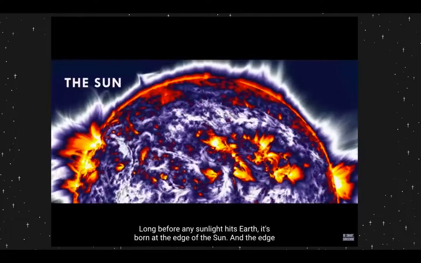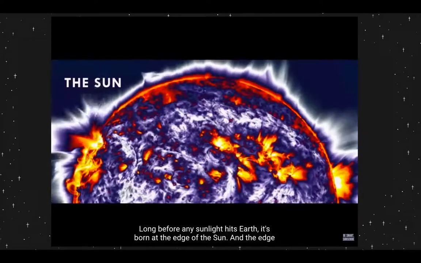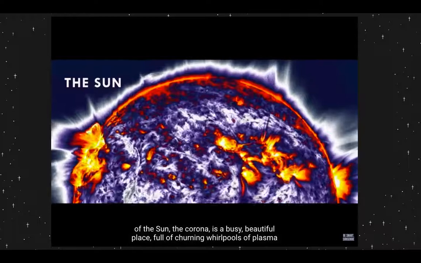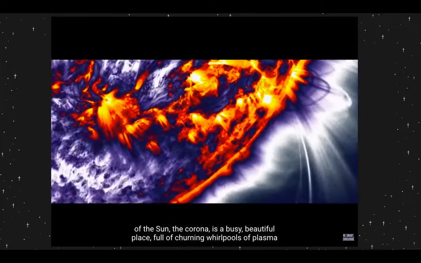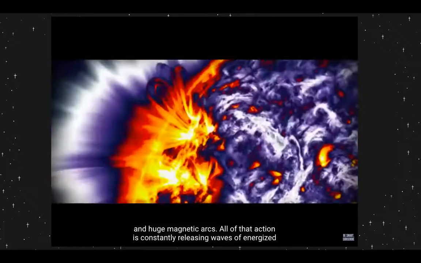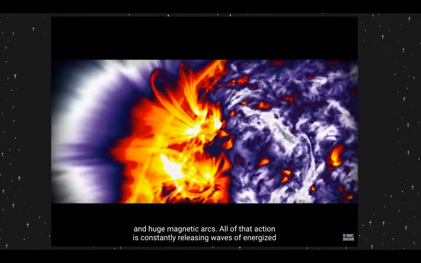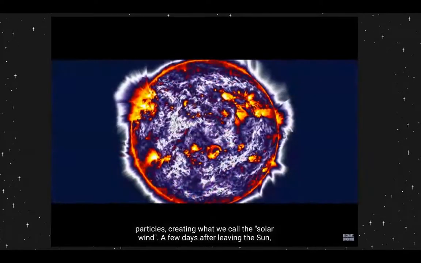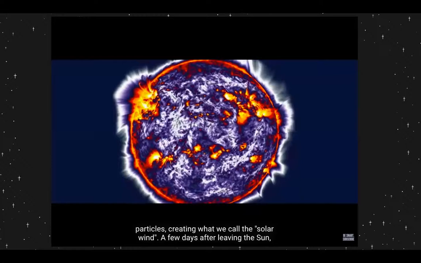Long before any sunlight hits Earth, it's born at the edge of the sun. At the edge of the sun, the corona is a busy, beautiful place, full of churning whirlpools of plasma and huge magnetic arcs. All that action is constantly releasing waves of energized particles, creating what we call the solar wind.